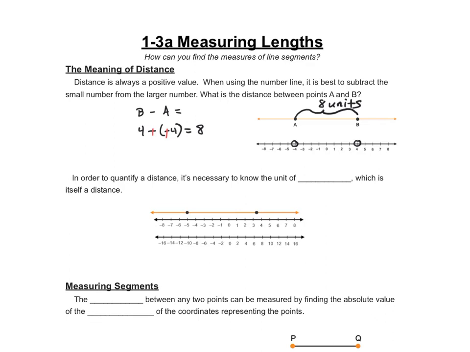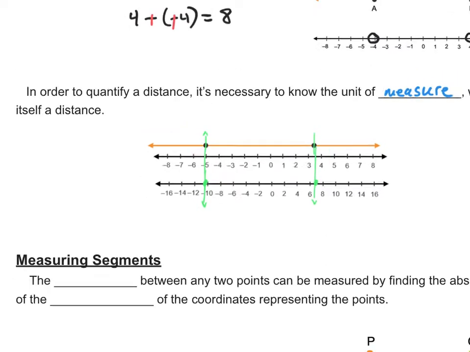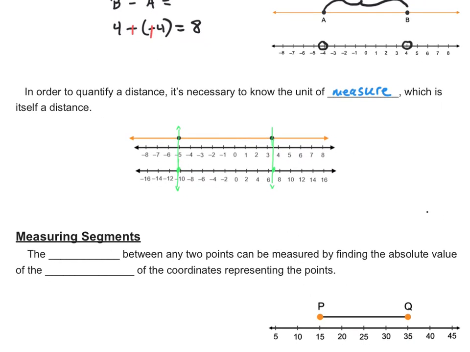And in order to quantify a distance, it's necessary to know the unit of measure. Okay, let's talk about the unit of measure, which is itself a distance. So here, as I talk about looking at these two number lines, I'm just going to go ahead and draw that down. That same point would be right here and right here. Looking at that distance, depending on the number line or the measure, is going to make a difference in the distance.